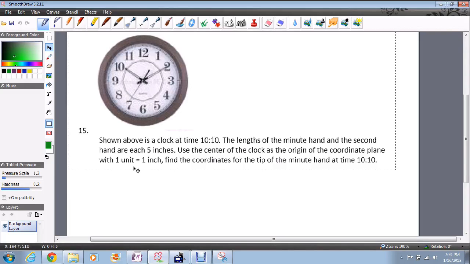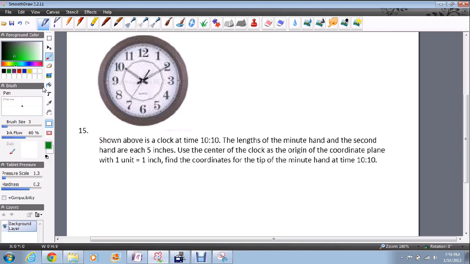Number 15, shown above is a clock at time 10:10. The length of the minute hand and the second hand are each 5 inches. So I'm going to go ahead and underline that. That's something important for this problem. Use the center of the clock as the origin of the coordinate plane with 1 unit equaling 1 inch.